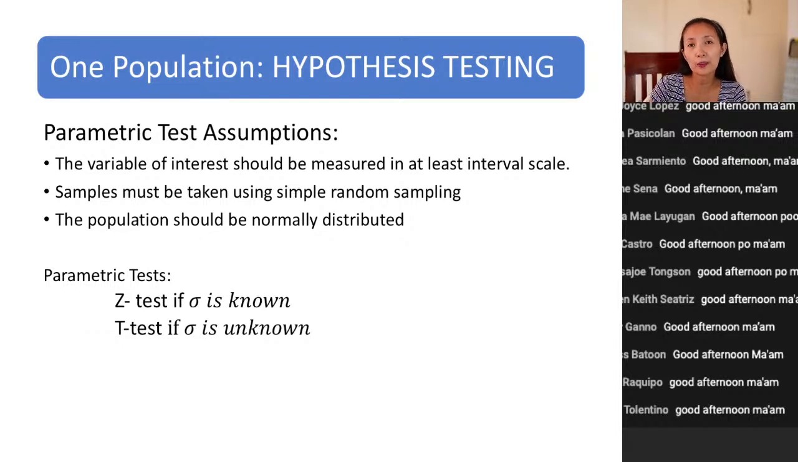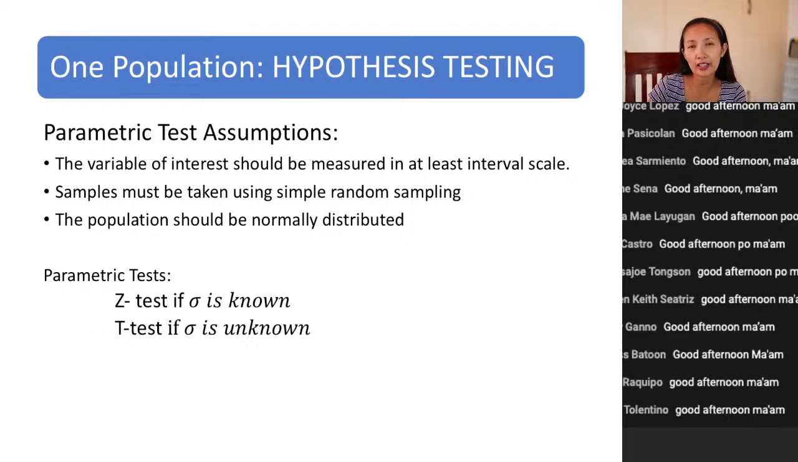Now, the assumptions for parametric tests are the following. The variable of interest should be measured in at least interval scale, at least quantitative siya. Quantitative yung data mo. Next, samples must be taken using simple random sampling. Bakit yung first few slides ko about types of samples? How important is that? Bakit ko ni-review yung sampling technique sa inyo? Because if your data is obtained in a non-probability sampling technique, then we cannot subject it to inferential statistics. Because all the tests here that we shall be discussing require that the data is obtained by simple random sampling. Lahat. Whether parametric or non-parametric. So, second assumption, simple random sampling.